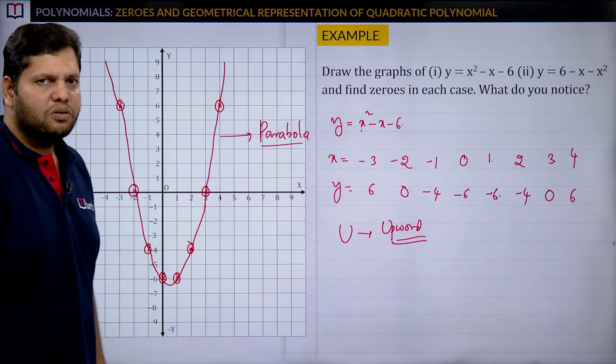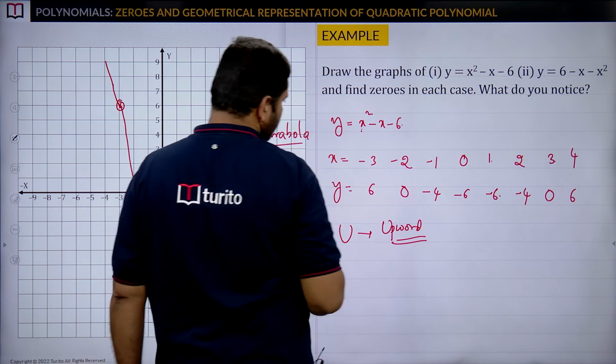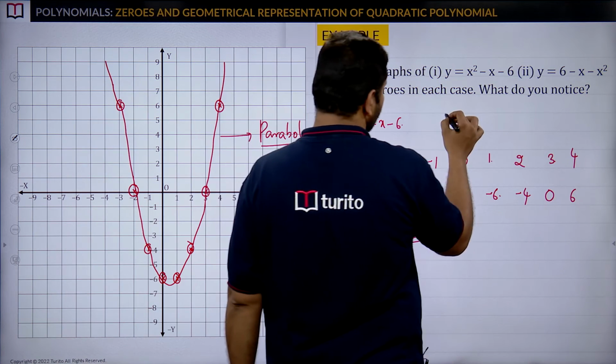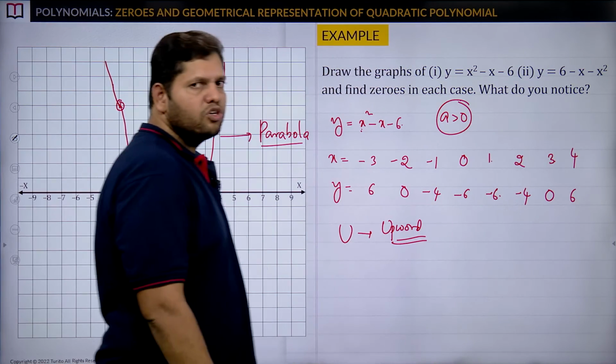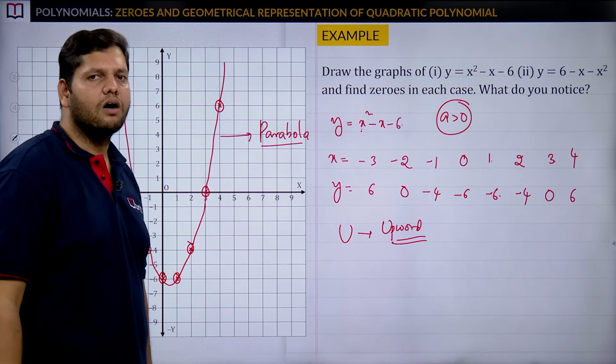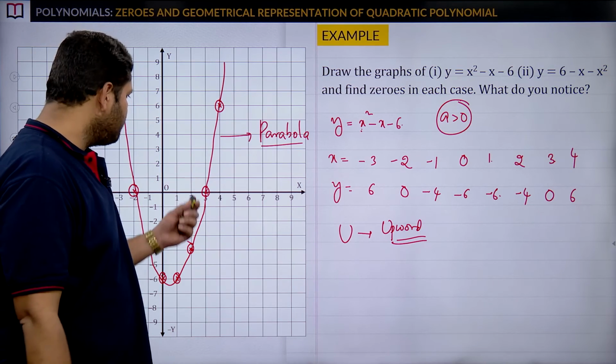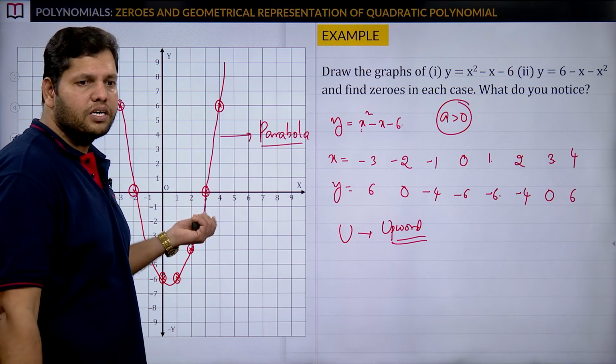Why is it upward direction? What is the x square coefficient here? The x square coefficient is 1. So 1 is what? It is greater than 0. So greater than 0 means we will definitely get the upward direction, isn't it? So this shape is a parabola and it is in the upward direction.